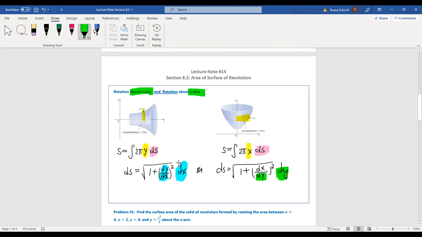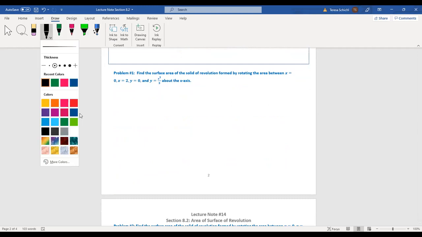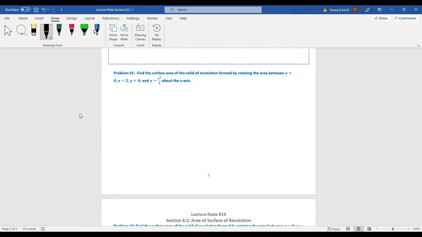Okay, so now let's take a look at some examples. For the first example, let's do a simple one. Find the surface area of the solid of revolution formed by rotating the area between x equals 0 and x equals 2, y equals 0 and y equals x cubed over 3, along the x-axis. So let's do a graph first. All right.